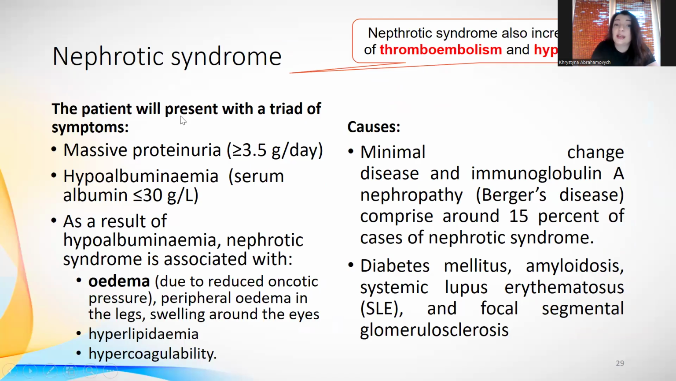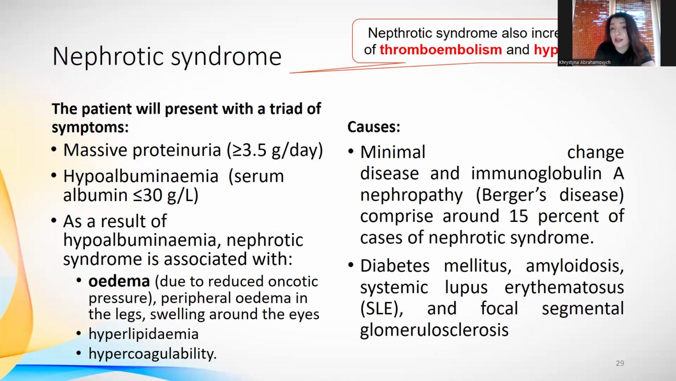The patient will present with a triad of symptoms. Triad is massive proteinuria, which is more than 3.5 grams per day, hypoalbuminemia, serum albumin less than or equal to 30 grams per liter, and as a result of hypoalbuminemia, nephrotic syndrome is associated with, first of all, edema, hyperlipidemia, and hypercoagulability.